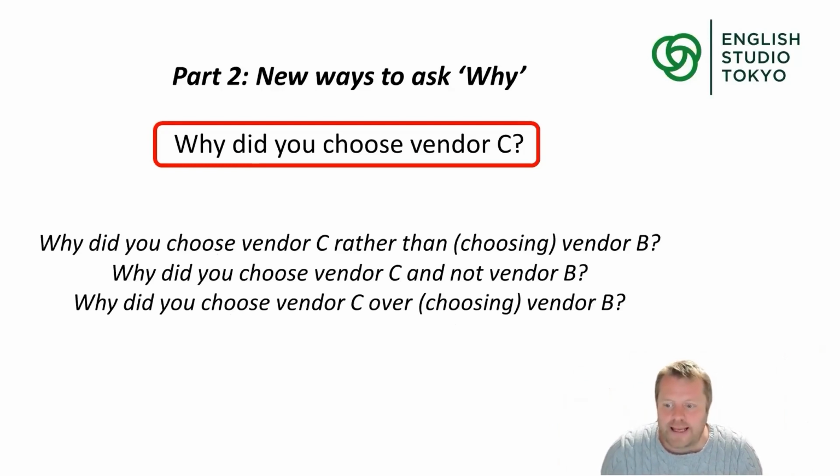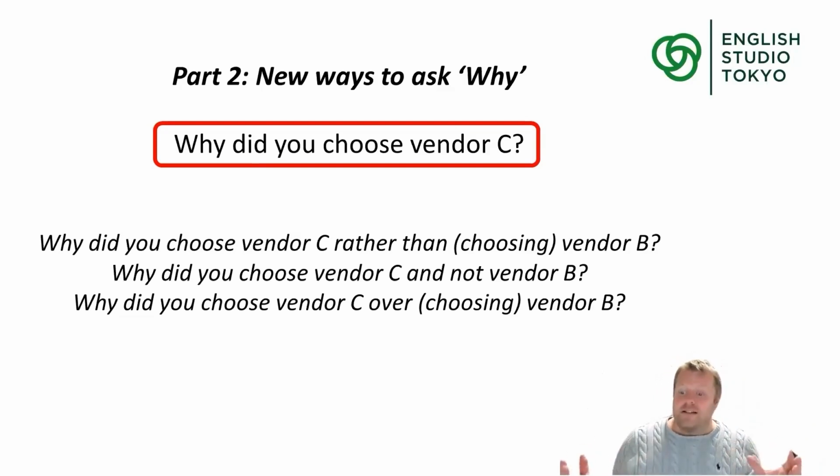The reason why it's optional is because it's the same verb as the earlier part of the sentence. If I used a different verb, I should always keep it. Hey, Nick, why did you choose vendor C rather than going with vendor B? Or hey, Nick, why did you choose vendor C rather than selecting vendor B?